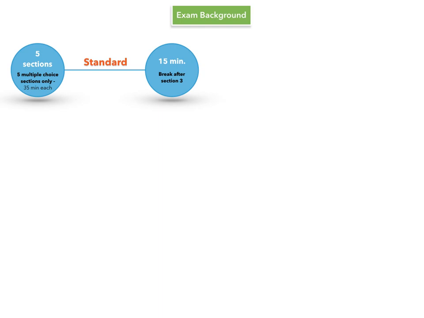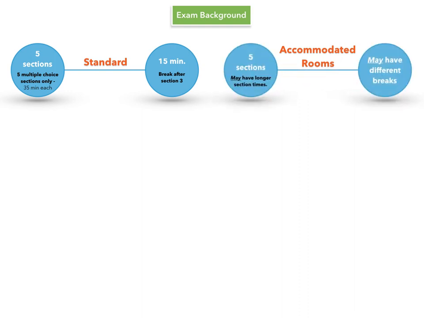If there are any accommodated test takers at your site, they will also take the 5 multiple-choice sections, but the most common accommodation is additional testing time. If test takers are receiving timing accommodations, they would be tested in a separate room from standard test takers. The room supervisor and center supervisor will be made fully aware of any accommodations.